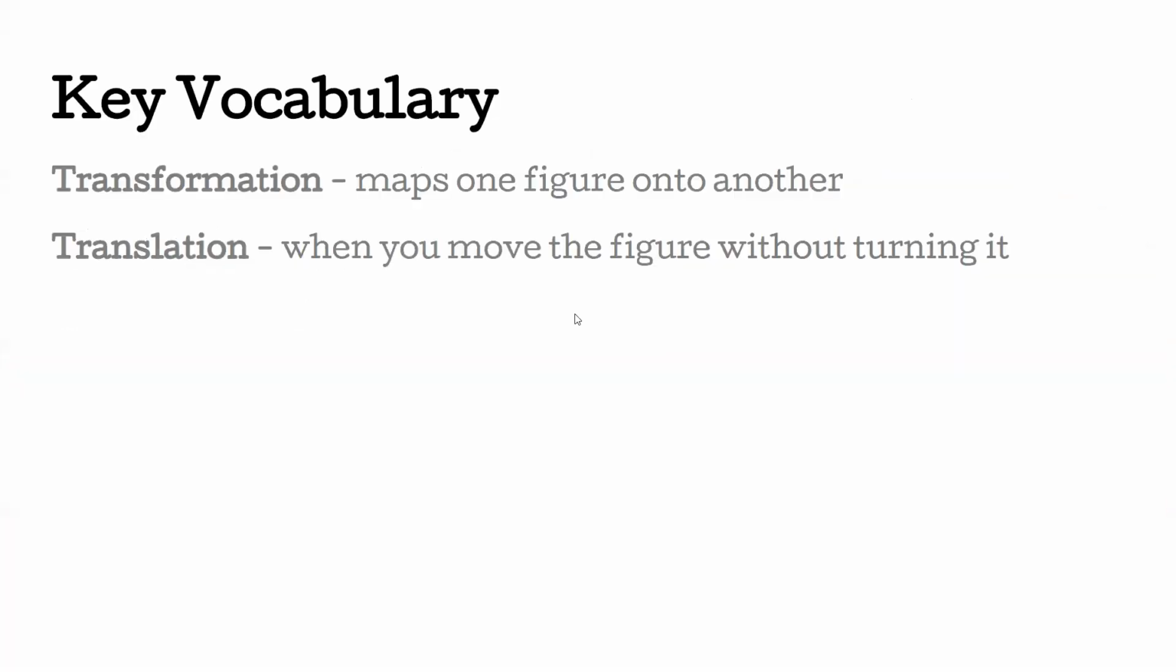Just a couple of keywords. One is transformation. A transformation maps one figure onto another, which will make more sense as we go. But the main key word that we're going to talk about today is translation. So when you move a figure without turning it, like on a game board, if you move spaces, a translation is kind of the same thing.